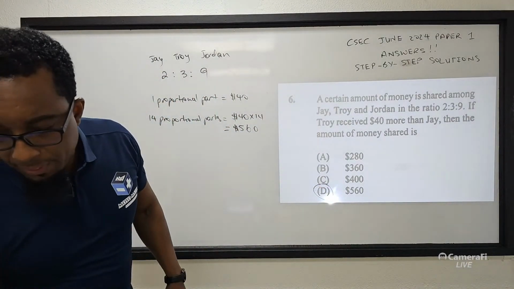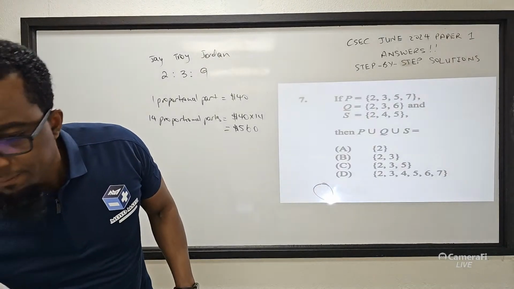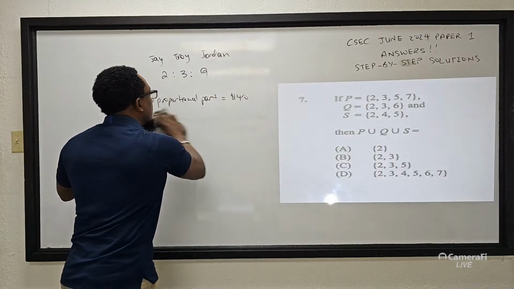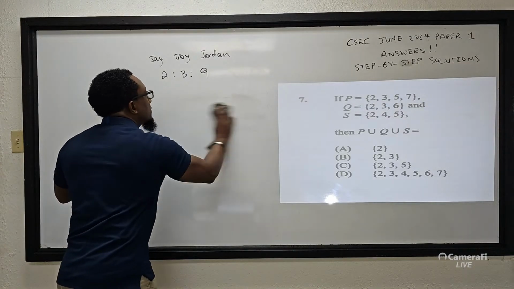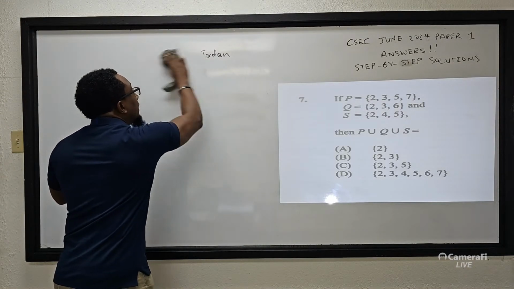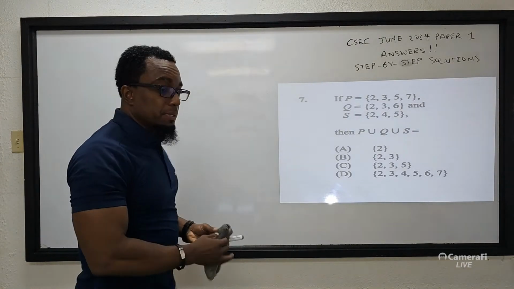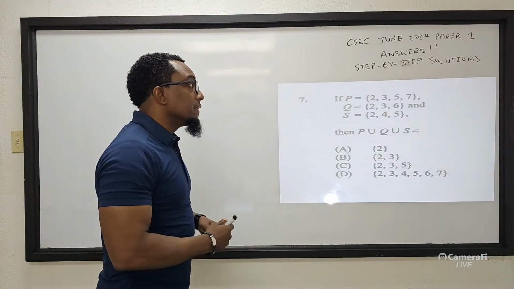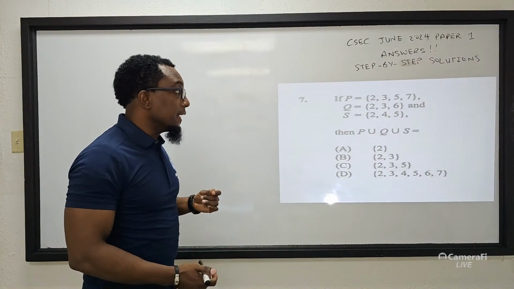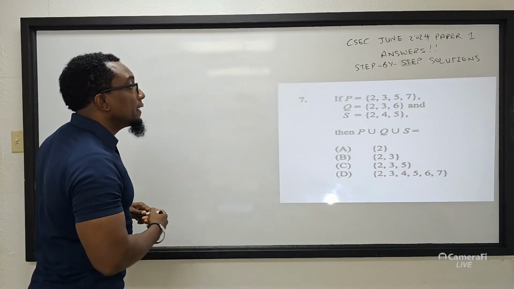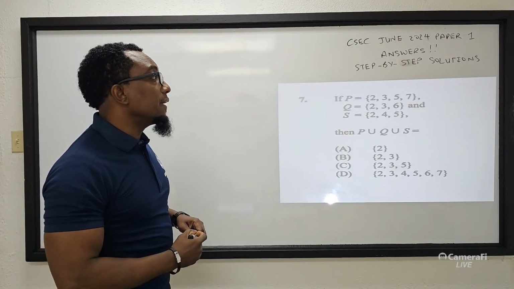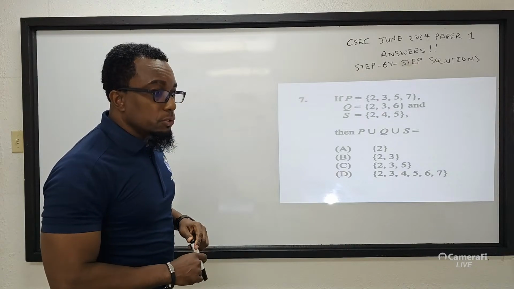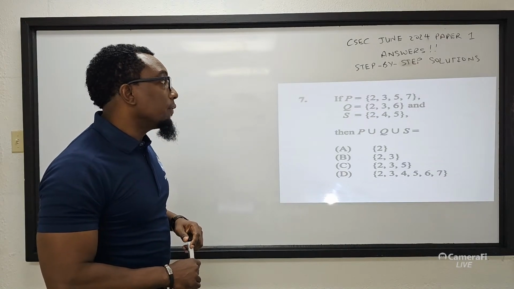Let's move on to 7. So 7, a set question. And again, a number of these questions, if we practice our past papers on a regular basis before the examination, you will see where a number of these questions were repeated questions. So we have this set P, whose elements are 2, 3, 5, 7, Q, whose elements are 2, 3, 6, and S, whose elements are 2, 4, 5.